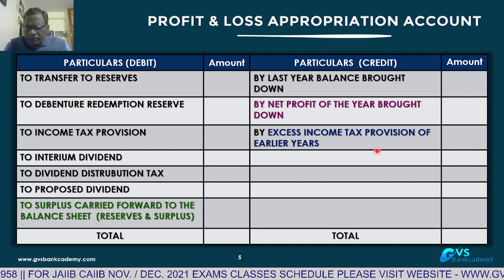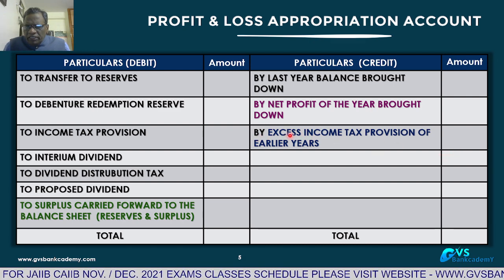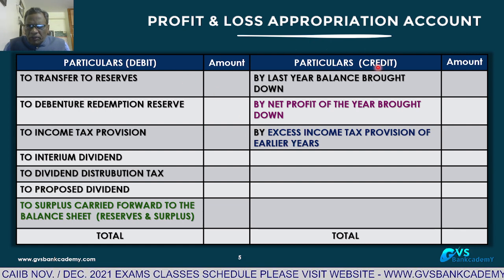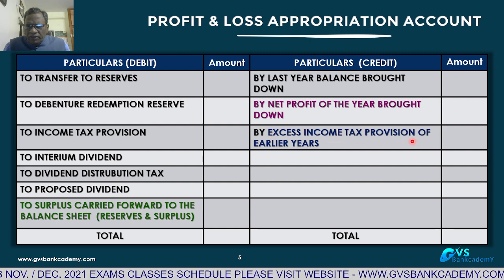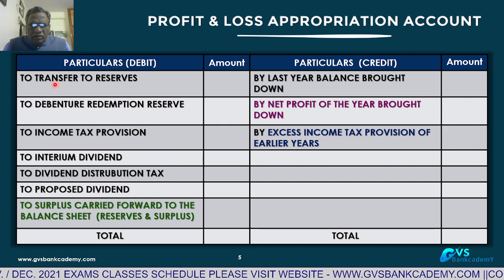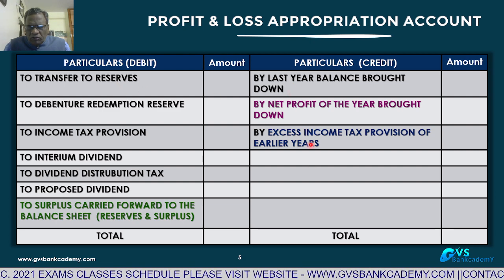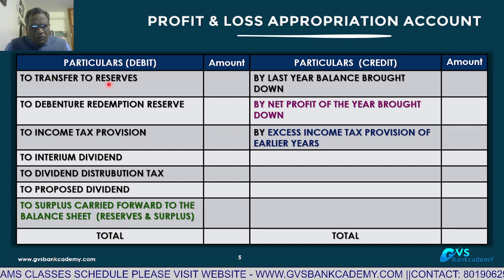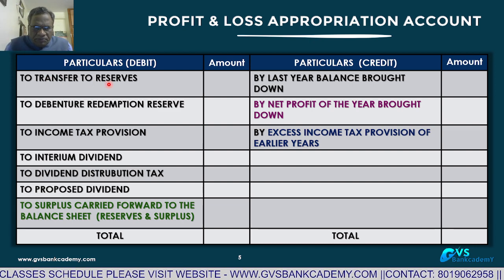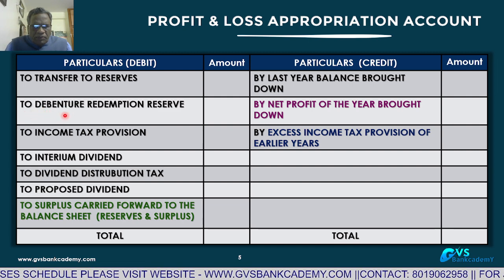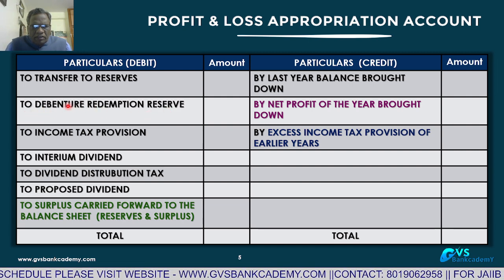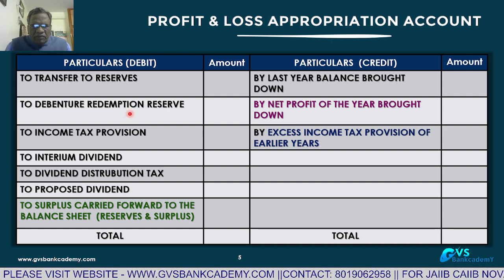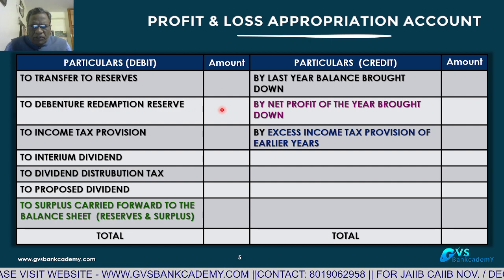That is also a credit. Now, this is a question they are asking. Excess income tax provision of earlier years, whether it is a debit of P&L appropriation or a credit of P&L appropriation. The answer is credit of P&L. Now, the debit side, transfer to reserves. From this amount, how they are going to appropriate, how they are going to utilize, transfer to reserves. It may be statutory reserves, or any other reserves also. Now, transfer to debenture redemption reserve. Just like when a company or the bank has issued debentures, for the redemption, every year they will transfer an amount from P&L appropriation.